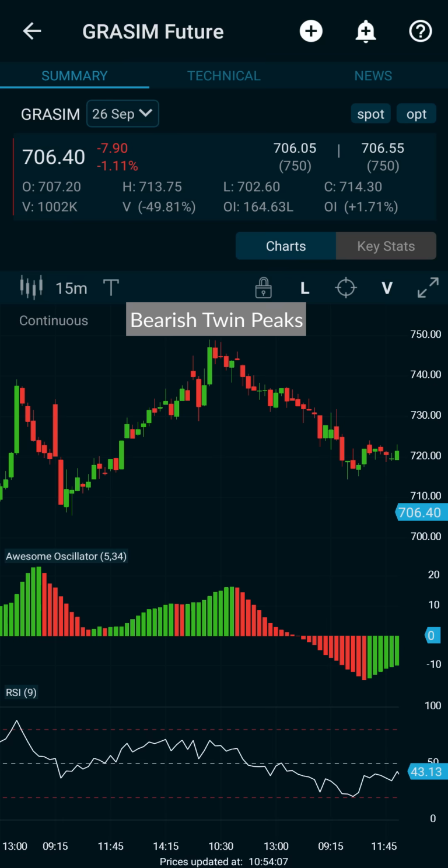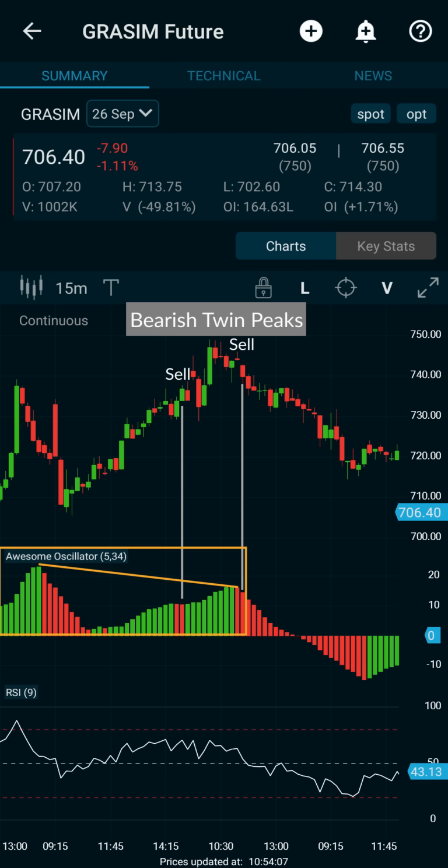For bearish twin peaks, the awesome oscillator is above zero. There are 2 swing highs of the awesome oscillator, and the second high is lower than the first. And the histogram after the second peak is red. As you can see on this chart, there was a first sell signal generated, which we got stopped out of, and then the second signal produced good profits.